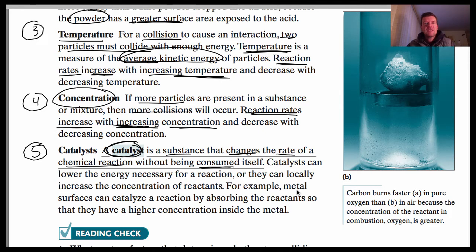Okay? So for example, a metal surface, if you introduce a catalyst that's a metal, that metal might provide a surface on which the reaction can occur. And that's going to help other particles meet, and on that surface there's going to be a reaction that occurs. That particular catalyst is helping things get together, helping them collide, and helping the reaction speed up.